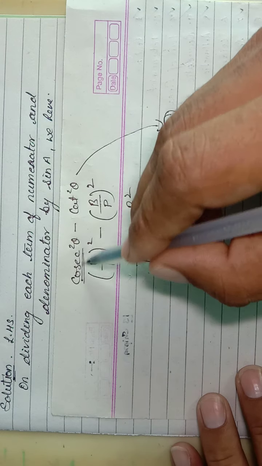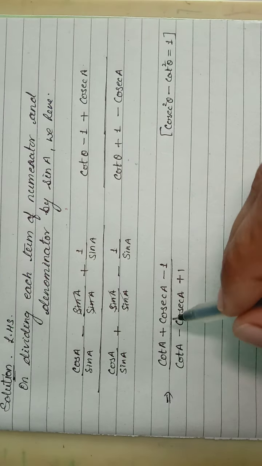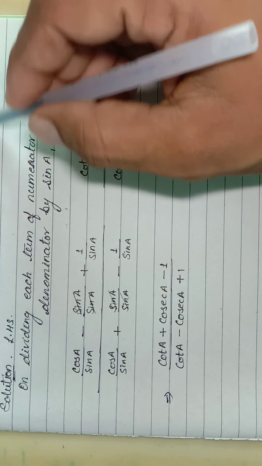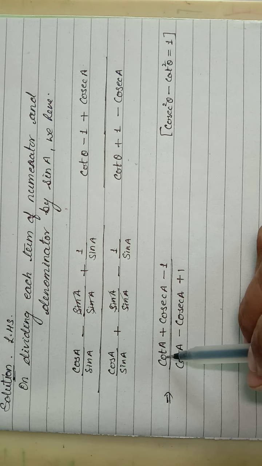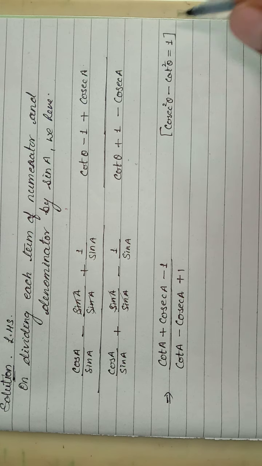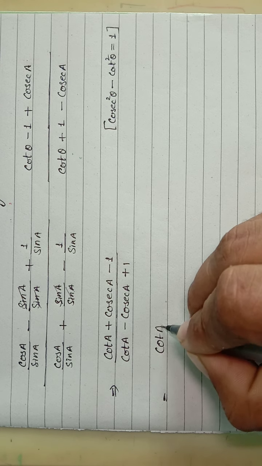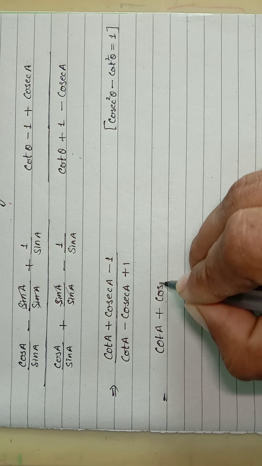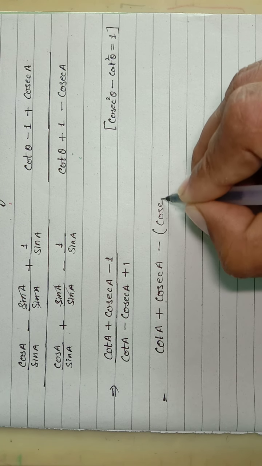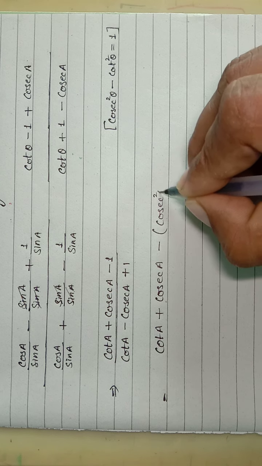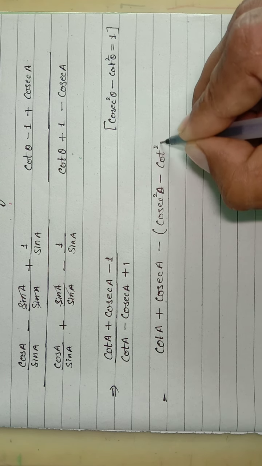Why have I chosen cosec square theta minus cot square theta? Because all the ratios we have to convert into the form of cosec and cot. So I can write this. You can see the next step: you will have here cot A plus cosec A minus cosec square A minus cot square A.